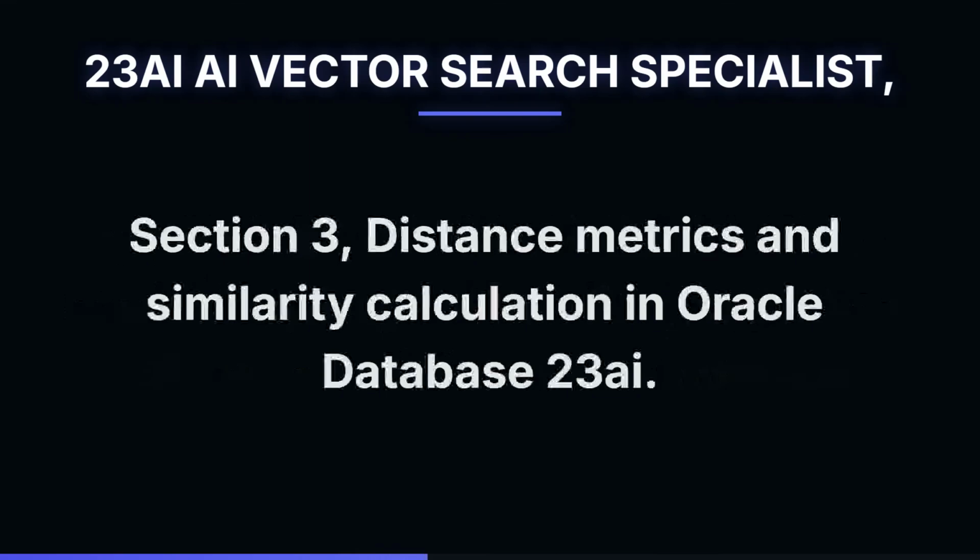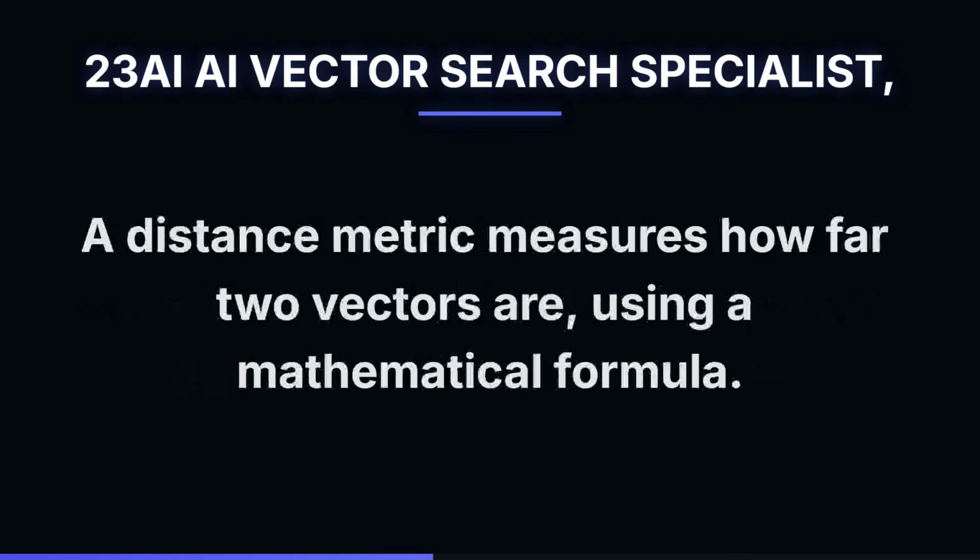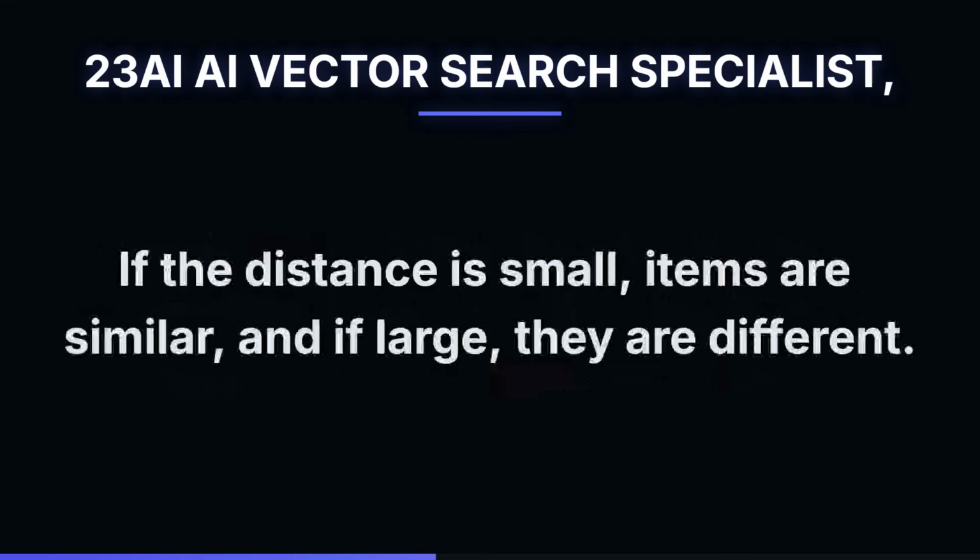Section 3. Distance metrics and similarity calculation in Oracle Database 23i. Now we talk about distance metrics, which decide how similarity is calculated between vectors. A distance metric measures how far two vectors are, using a mathematical formula. If the distance is small, items are similar, and if large, they are different.